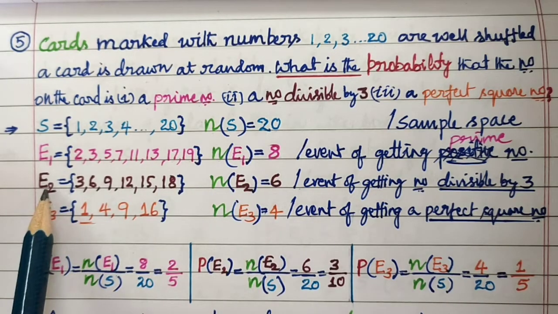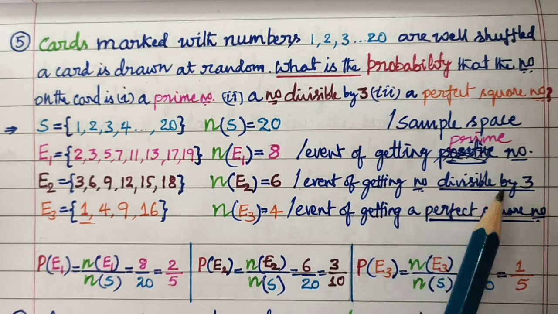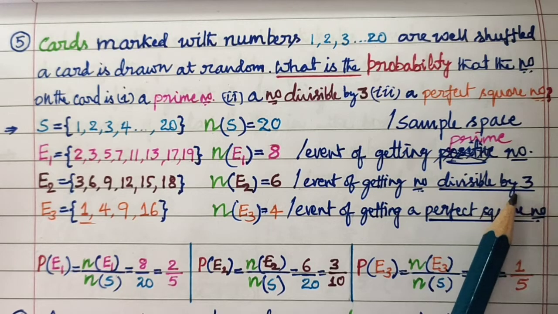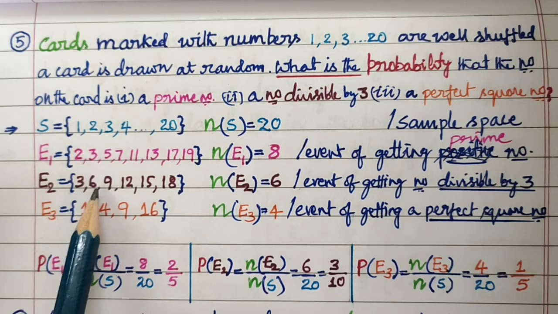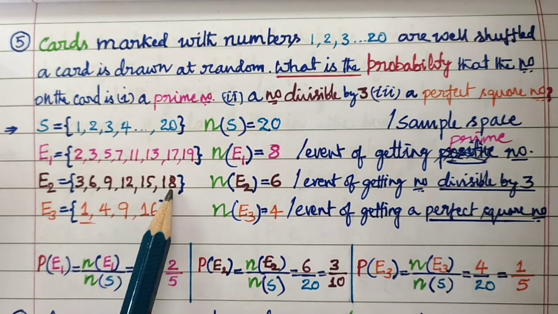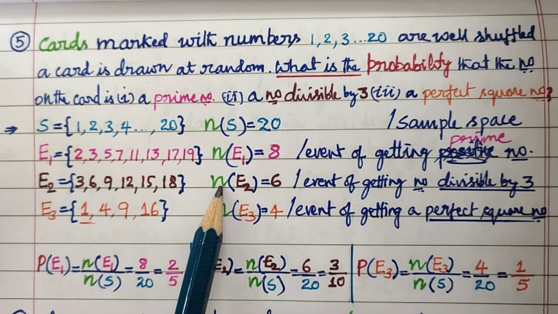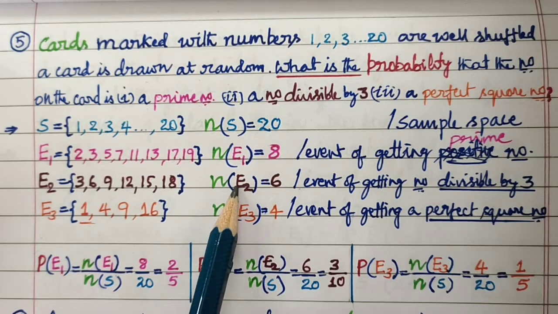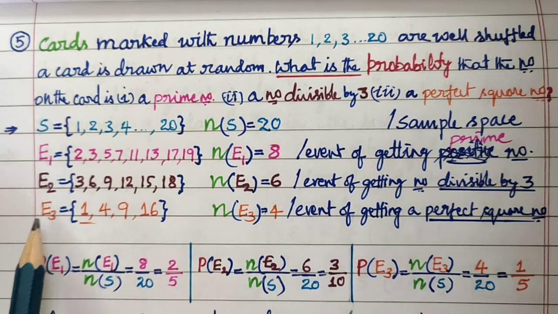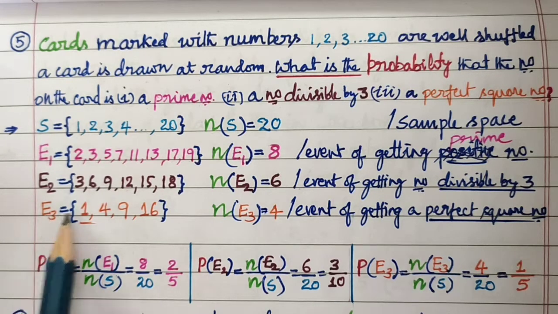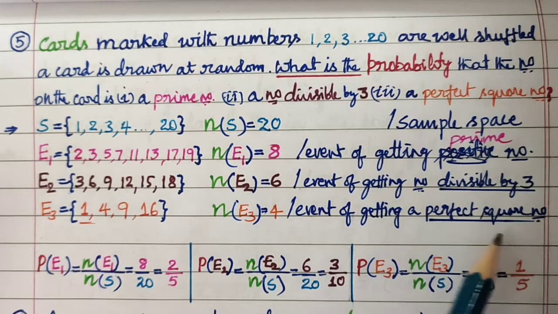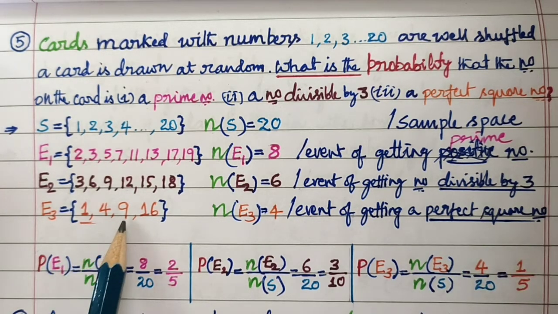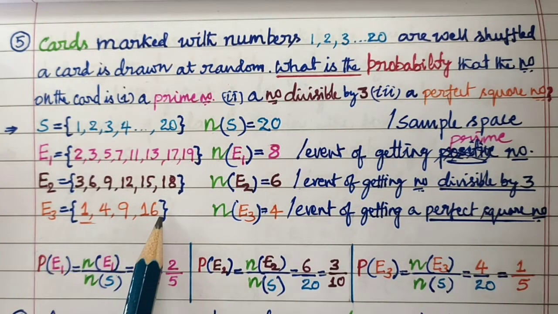E2 is the event of getting a number divisible by 3 from 1 to 20. These are the numbers which are divisible by 3: 3, 6, 9, 12, 15 and 18. So the number of numbers divisible by 3 from 1 to 20 is 6. E3 is the event of getting a perfect square number from 1 to 20. 1, 4, 9 and 16 are the perfect squares.